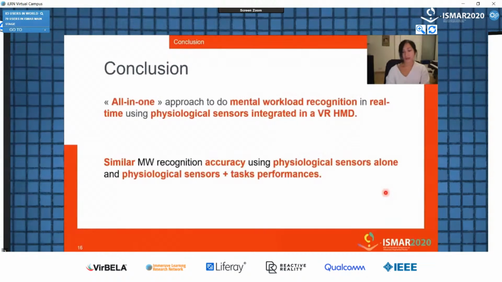In conclusion, we propose an all-in-one approach to mental workload recognition in real time using physiological sensors integrated into a VRHMD. And we had very encouraging results using the physiological sensors integrated into a VRHMD. And we found out that task performance didn't really help in our case to train the mental workload recognition model.